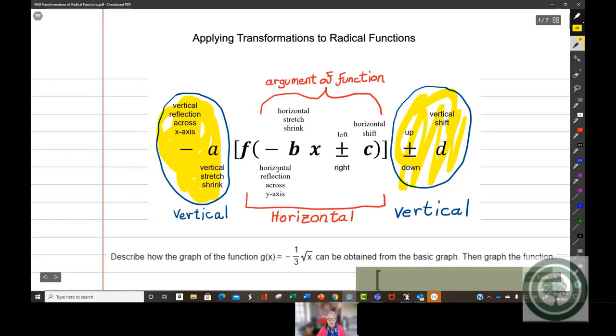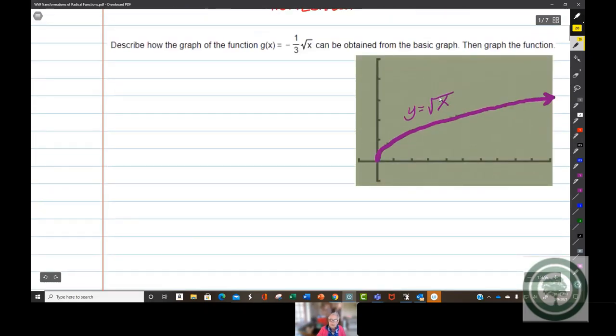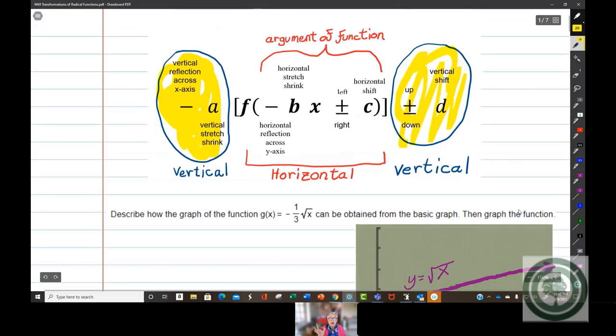And then we get to the inside of the function. The stuff in the parentheses, when it's written that way, or if you're dealing with a square root, the stuff underneath the radical. That controls all of the horizontal movement and all of the horizontal part of the shape, like the width. If there's a negative sign in front of the x, then you have a sideways reflection, a horizontal reflection across the y-axis to the other side, like a mirror image reflection.